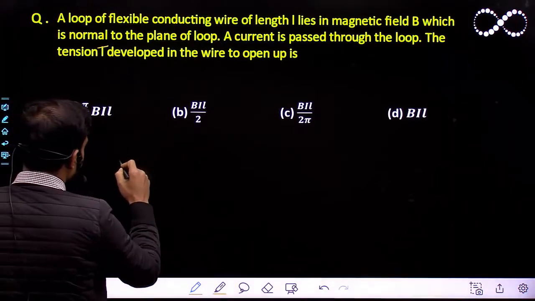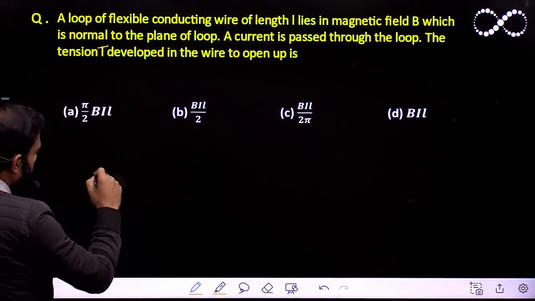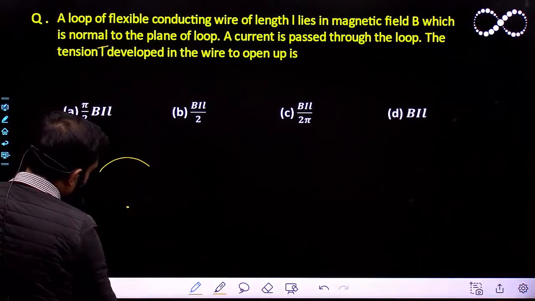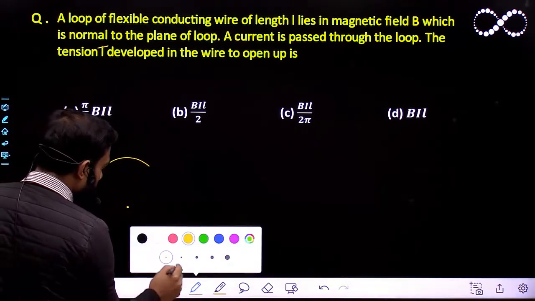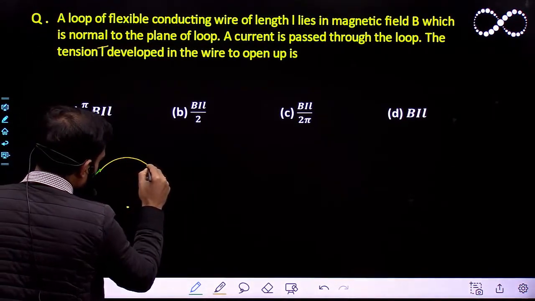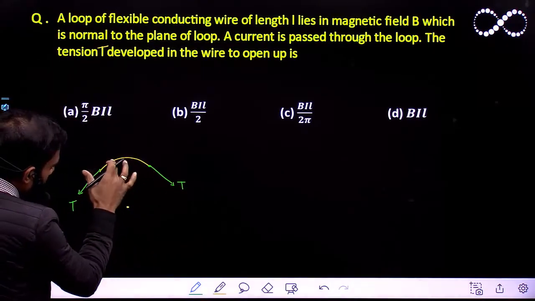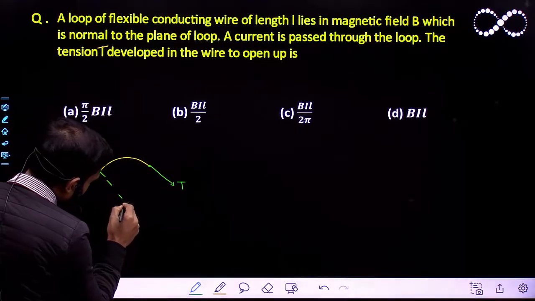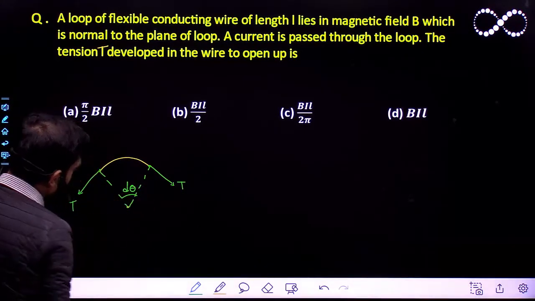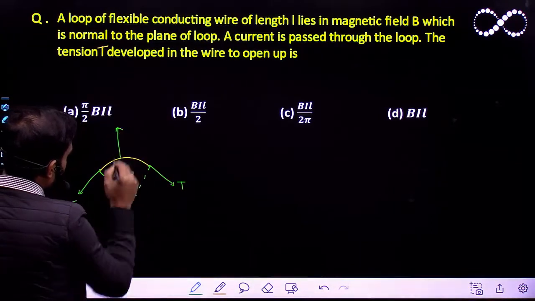Suppose I take one cross section. So let us take a small elementary length of this circular wire like this, and suppose this is the center. The tension will develop here. Let us take the tension acting in this direction, and here also the tension will act in this direction. This is the elementary length of the circular wire. This angle will be very small, so let us call this angle d theta. Now the force will act in outward direction, and this length is dl.